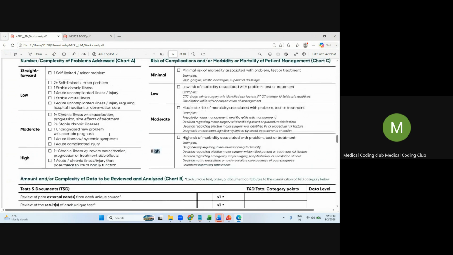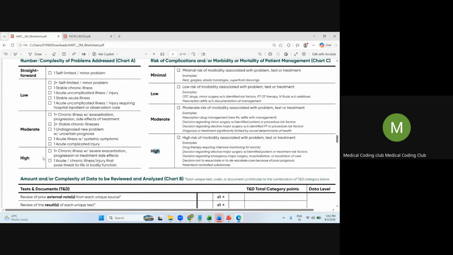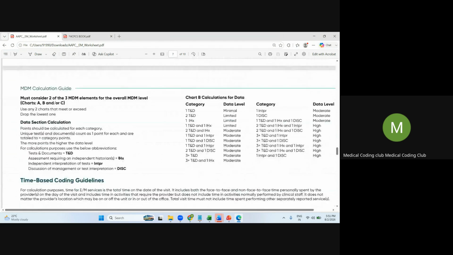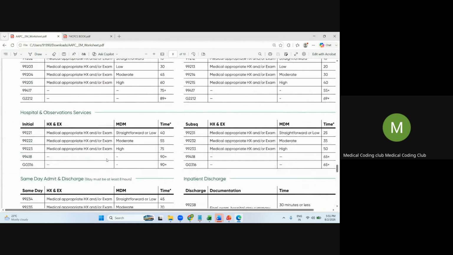So all your data points, all the components under MDM: problem addressed is high level, risk is high level, and data also, I said you are meeting 2 categories, so that is also high level. So here you have to report the E/M level not for the ED physician, but for the particular record. Since I'm talking about the hospitalist, you are going to take hospital inpatient and observation services.